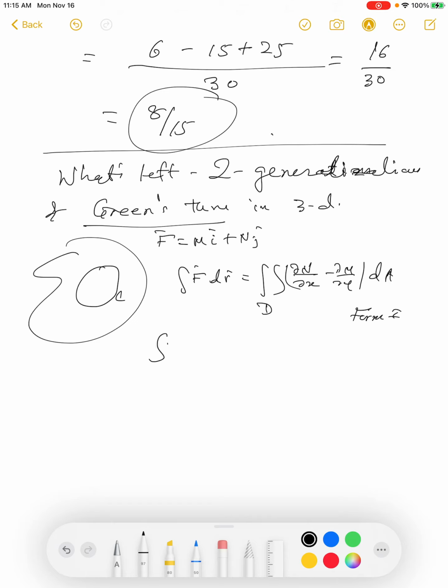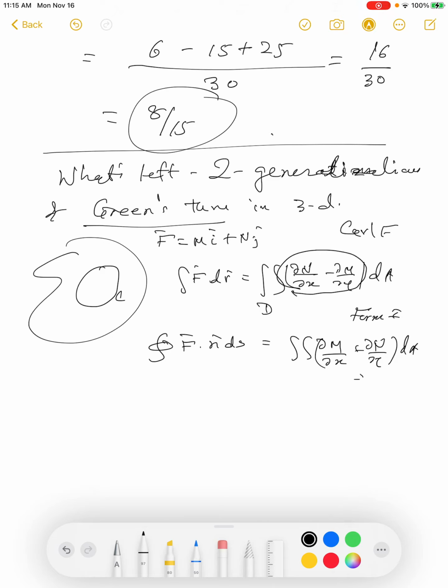That's form 1. You can also write this as the flux integral of F bar dot n bar ds. That's the double integral of dM dx plus dN dy dA. Now you will see that this in 3D becomes curl of F. This in 3D becomes the so-called divergence, which I will introduce next time. And so if you have a surface, now not flat in the plane, but a surface like this in 3D, and this is the bounding curve of the surface, then you will have the same result true.